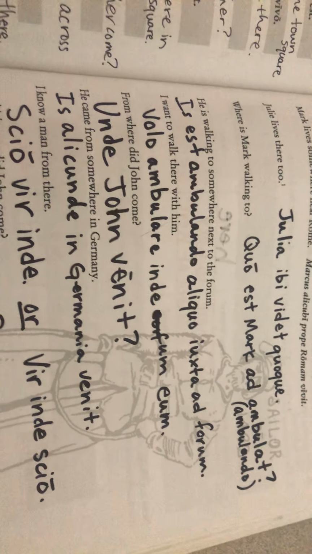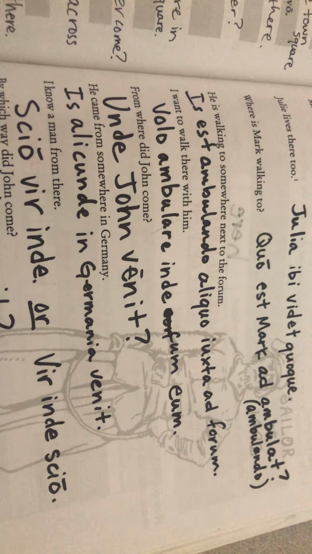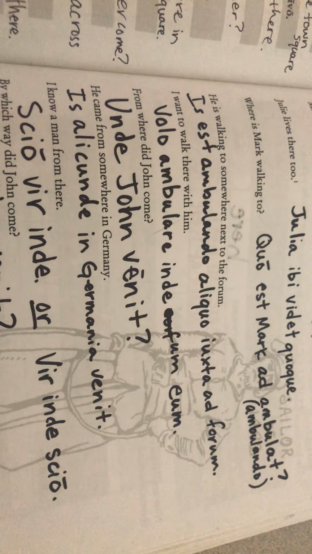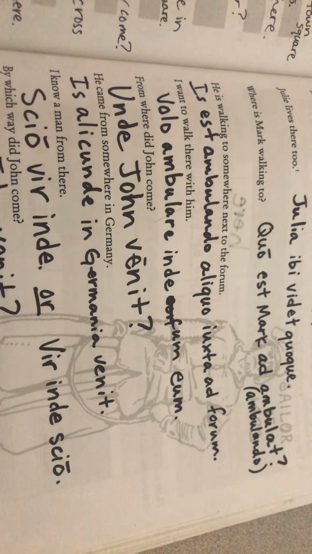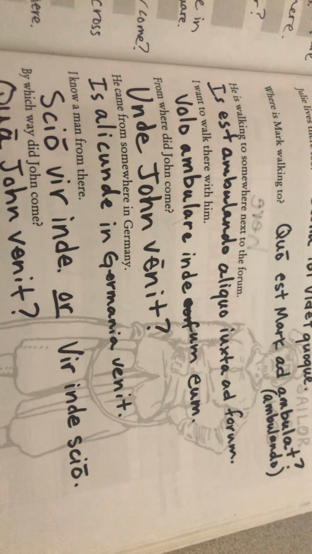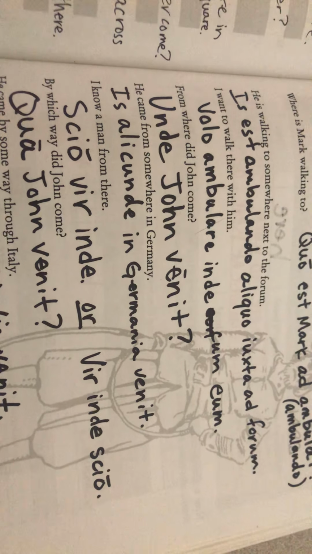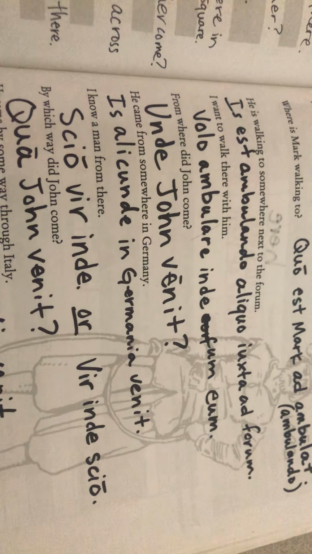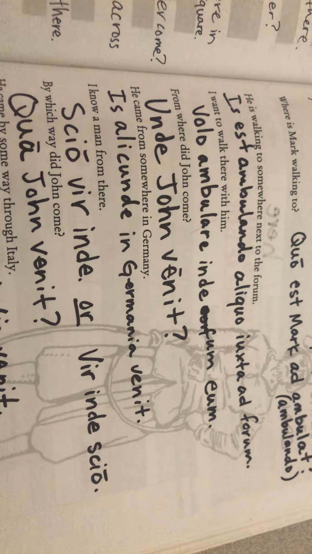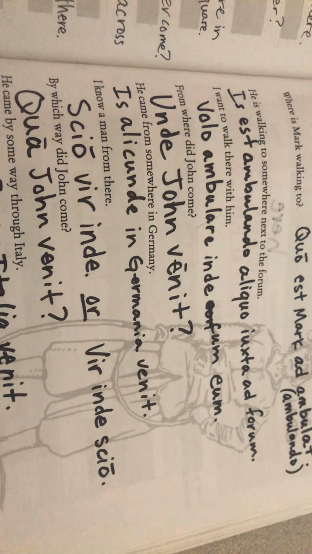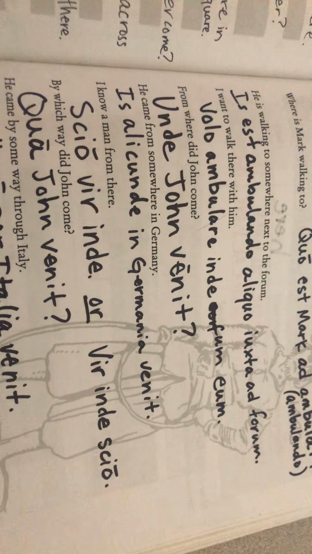Okay, so here's another one. He is walking to somewhere near the forum. Is est ambulando aliquo iuxta ad forum. Okay? I want to walk there with him. Volo, which also means to fly, but it means to want also. Volo ambulare inde cum eo.